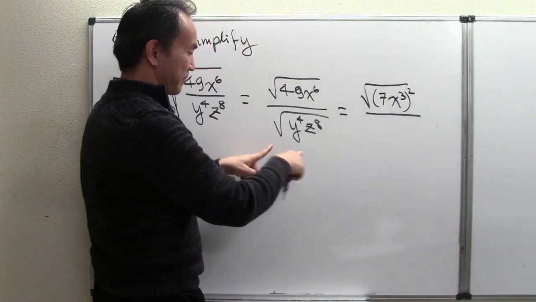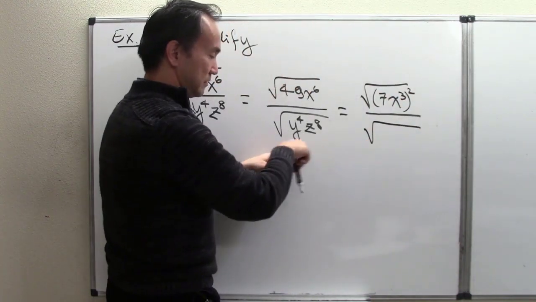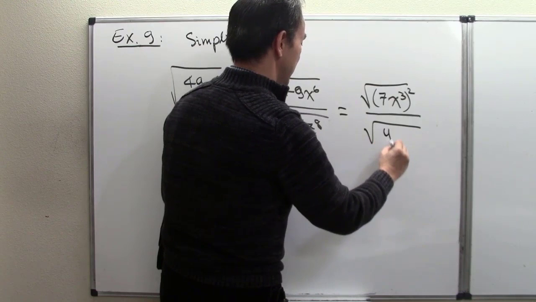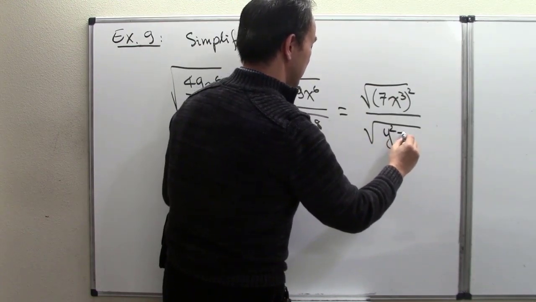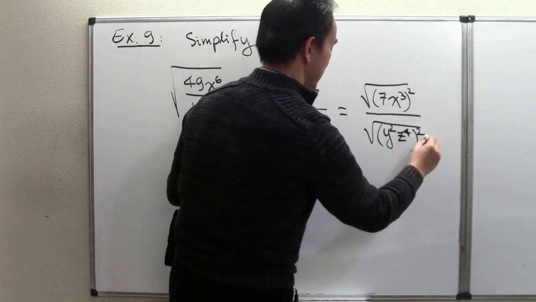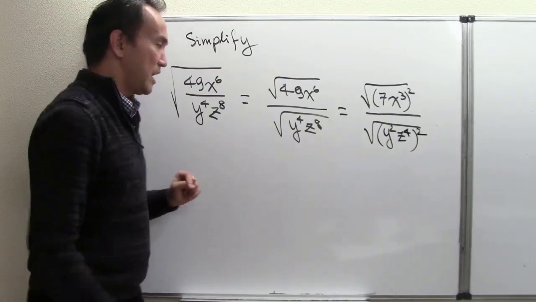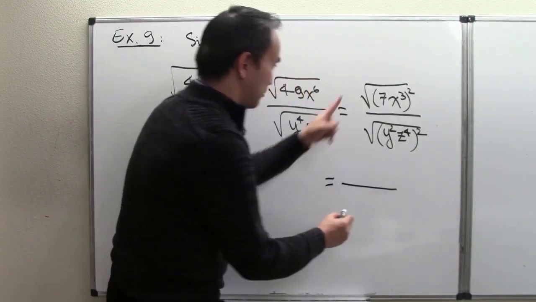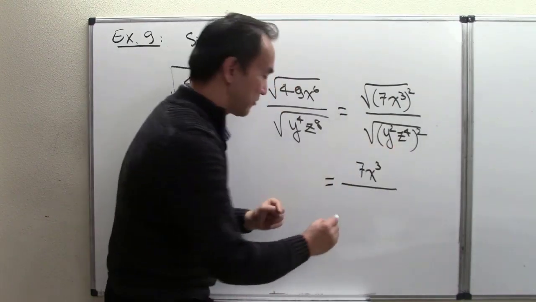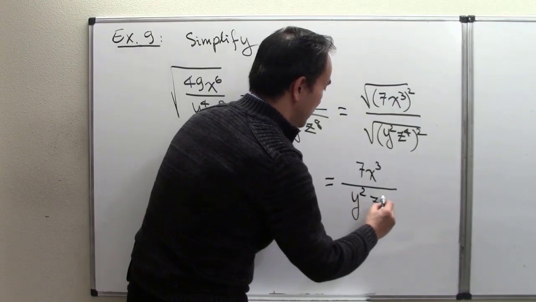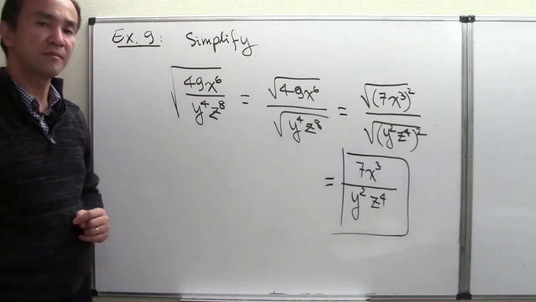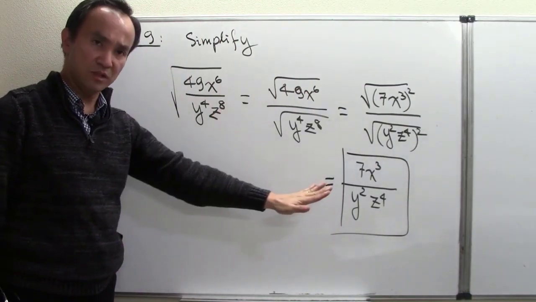And then for the square root in the denominator, the expression inside of that, I can easily see as the perfect square of y squared z to the 4th power, all squared. All right, and now after taking two separate square roots, the one on top gives me 7x cubed. The one in the denominator gives me y squared z to the 4th. And that is our final answer. And so this is how we're done with the problem in number 9 right here.